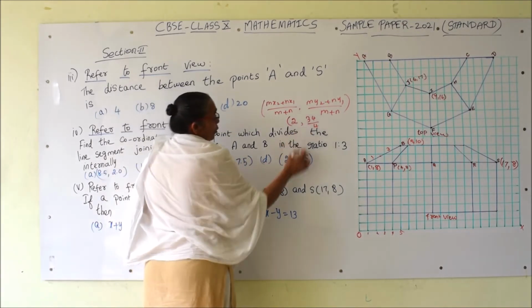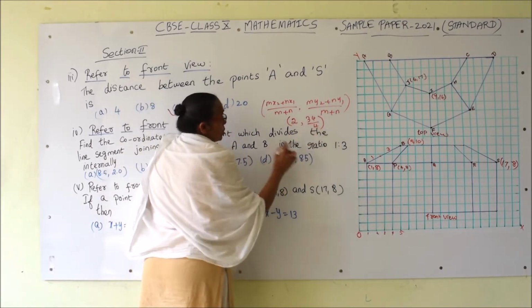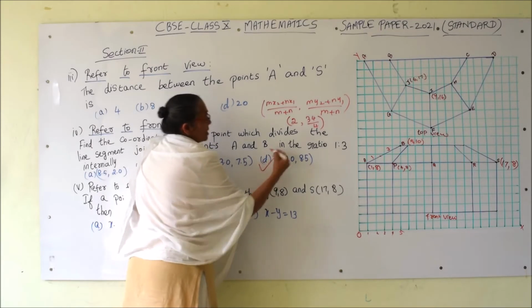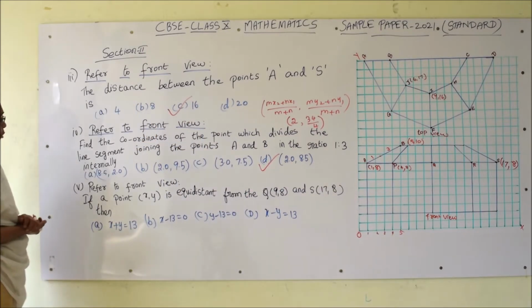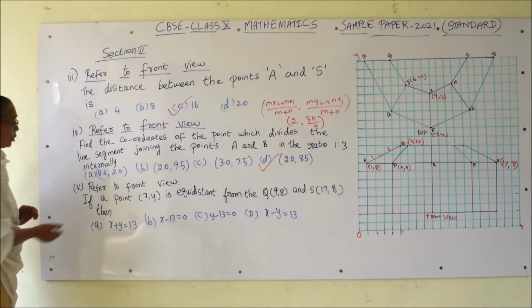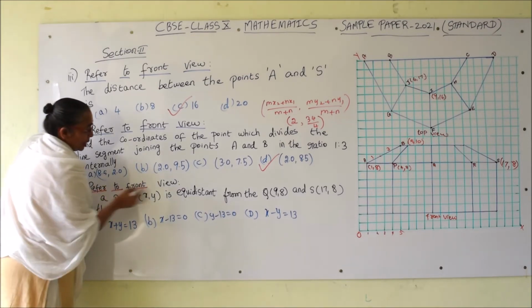So 34 by 4 is nothing but 8.5. So 2.0 comma 8.5 is the answer. Now fifth subpart, refer to front view only. Even this, we have to refer to the front view.